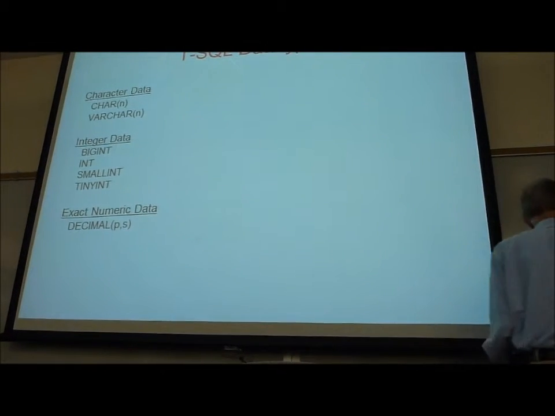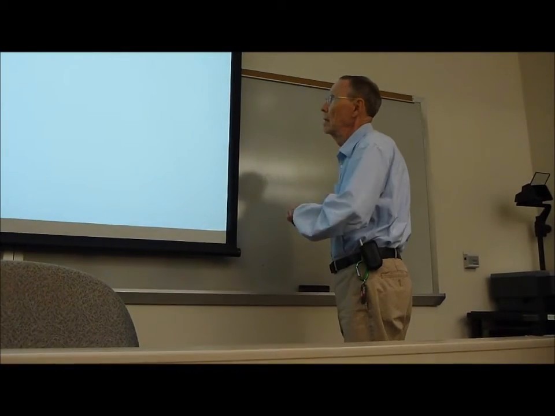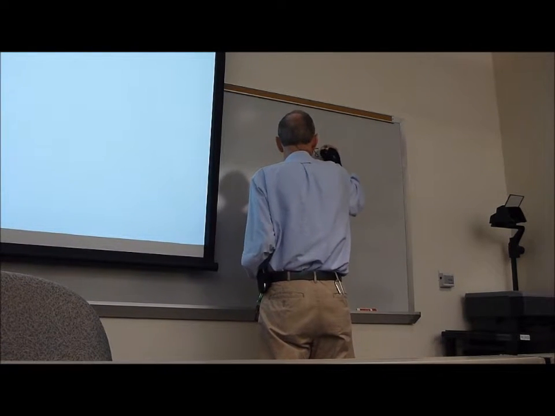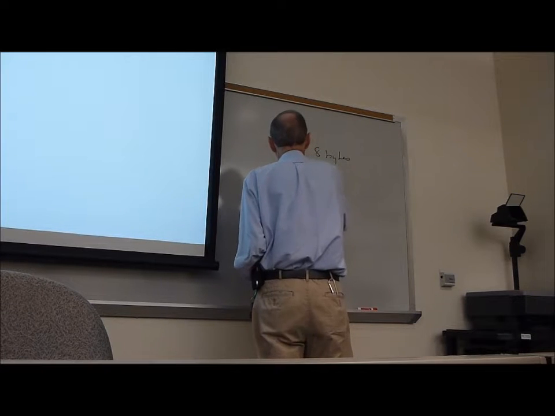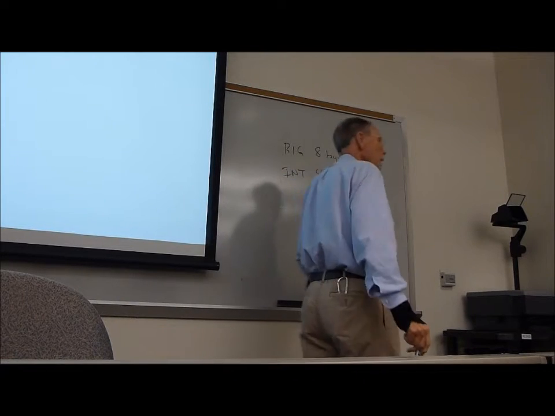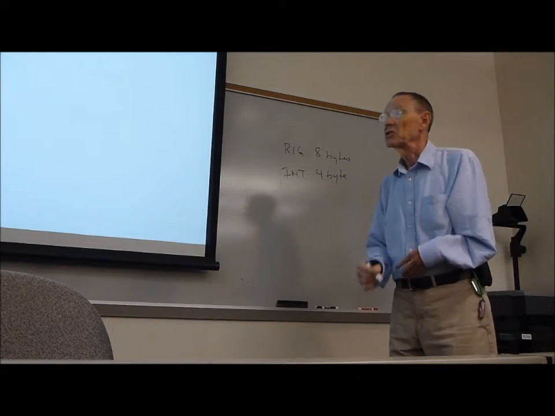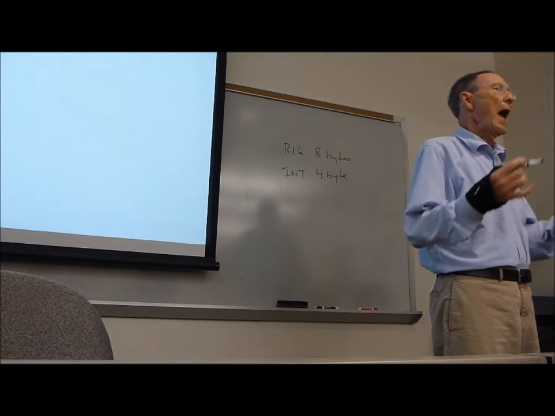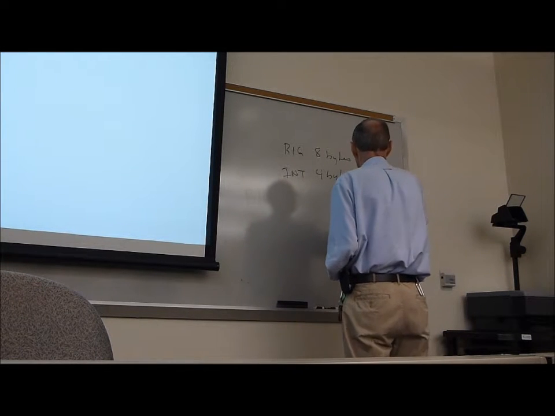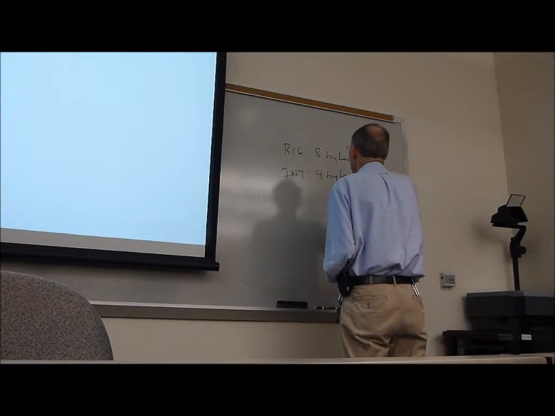Okay, integers, we have 4 types of integers. They're based on size. What do you need? Don't use more than you need. So the big integer is going to be 8 bytes. The regular integer is going to be 4 bytes, and that size determines how large a quantity I can store in there. In this case, it's 4 bytes, that's 2 to the 32.